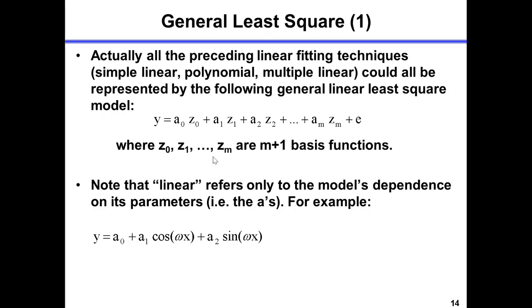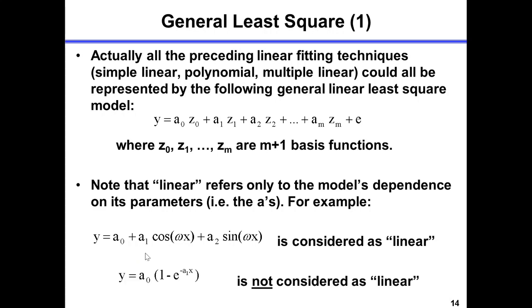Look at this one, for example: a0 plus a1 cosine of omega x plus a2 sine of omega x. So when we look at it, what do you think? Do you think it's linear or nonlinear? Look at a0, a1, a2. They are in the linear form, right? So this equation is going to be linear. We consider it as linear when we want to work with the general least squares method.